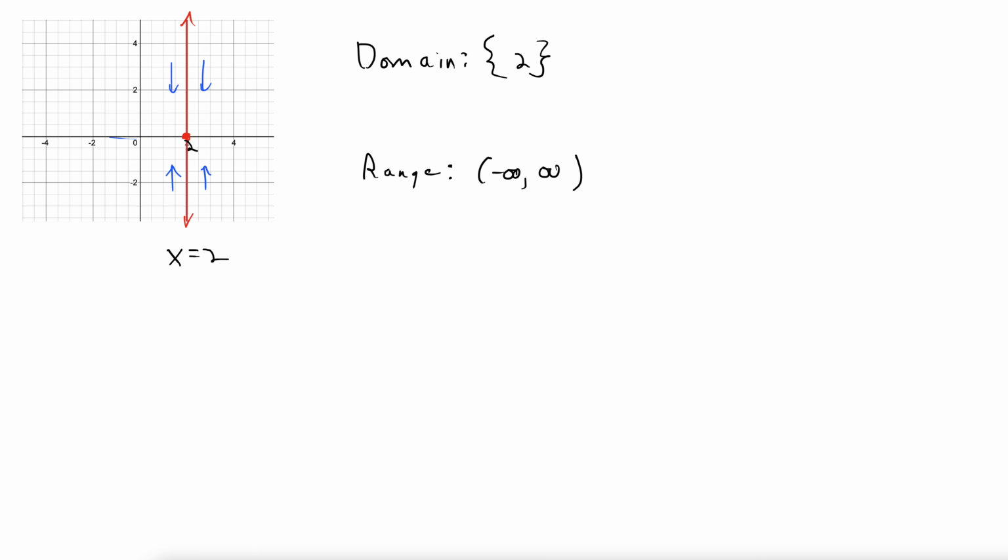Okay, so vertical lines have a domain of a single point, and horizontal lines have a range of a single point. But I wouldn't memorize that. Instead, you can just look at it and visually find the domain of the function.